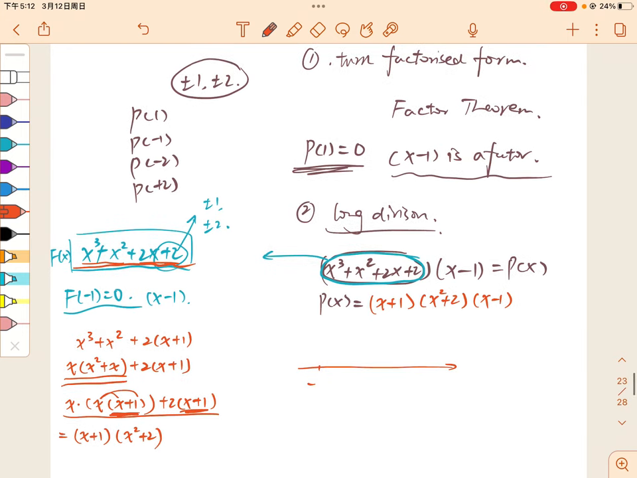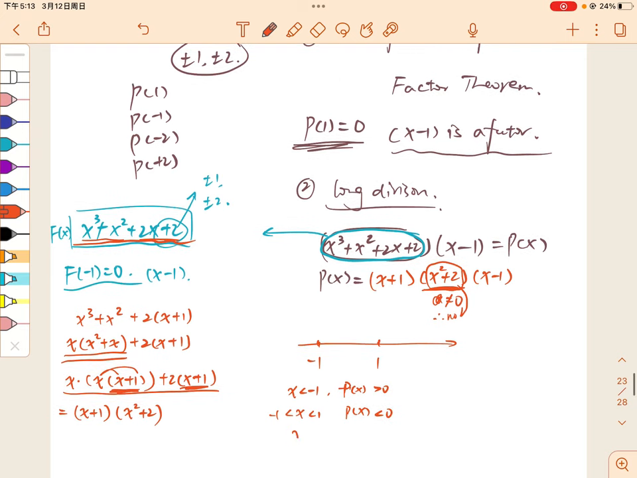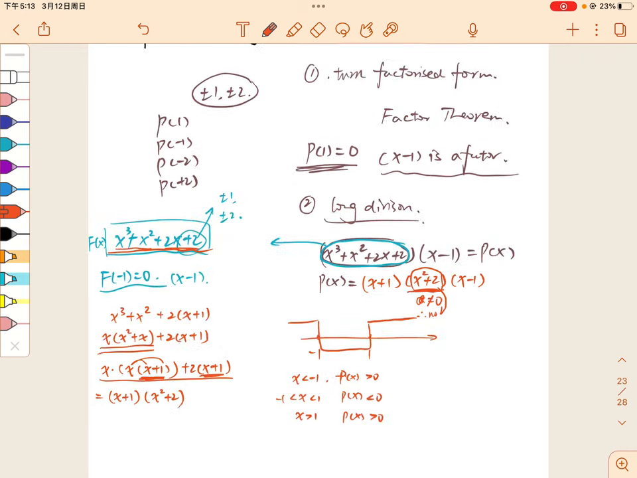And your 2 points are -1 and +1, because this one cannot equal 0. Therefore, no root for this bracket over here. So you only have 2 x-axis intercepts, and then you try x smaller than -1. That is f(x), p(x) is going to be larger than 0. Between -1 and 1, p(x) is going to be negative then. And lastly, x larger than 1, p(x) positive. Okay, so you have a function like this in the end.